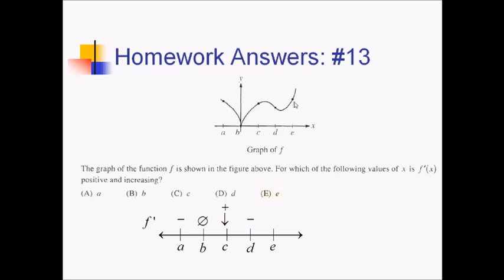At E, we have a positive slope, so positive derivative, and you'll notice that this slope is getting steeper and steeper and steeper as we go, so that means the derivative is also getting more and more positive. So choice E is the only place where our derivative is both positive and increasing, and that is our answer.